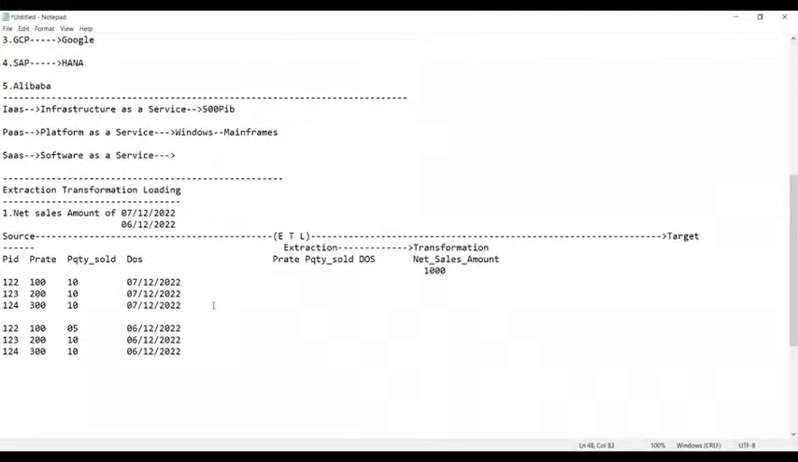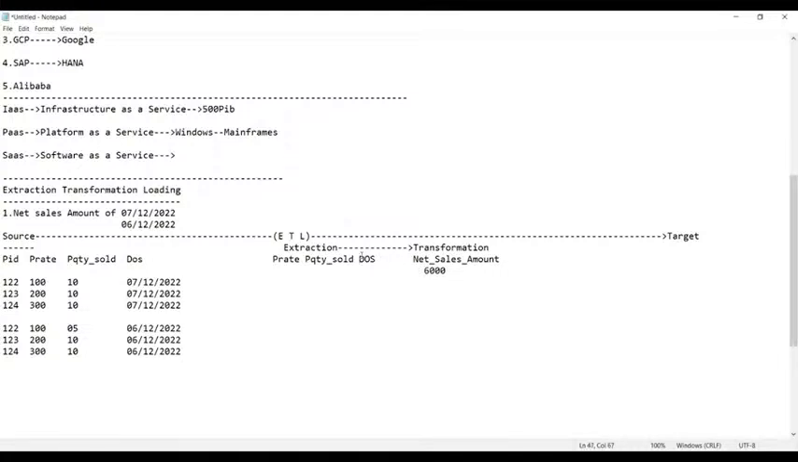Next one, 200 into 10 means what? 2000. Am I right, everyone? Very good. Now 300 into 10 means what? 3000. Now tell me, sum it: 1000 plus 2000 plus 3000. What is the total amount? Very good. So now we have total 6000. Guys, we can say 6000 is the total amount.